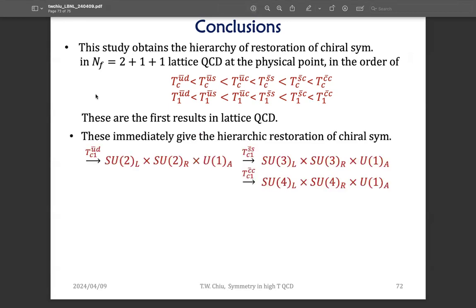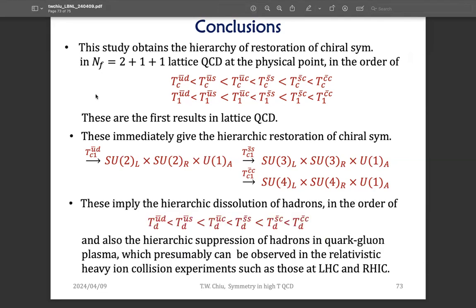Because of this hierarchy, it immediately gives the hierarchic restoration of chiral symmetry from the SU2 × SU2 × U1 of the UD sector, to the SU3 × SU3 × U1 of the UDS quarks, and then to SU4 × SU4 × U1 of the UDSC quarks. Also the hierarchy of the dissolution of hadrons in this order, and also the same hierarchy for the suppression of hadrons, which can be observed in ion collision experiments.